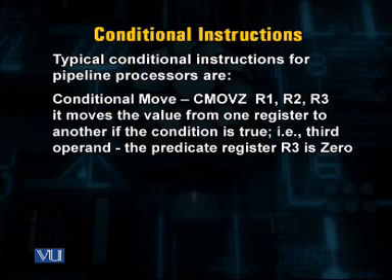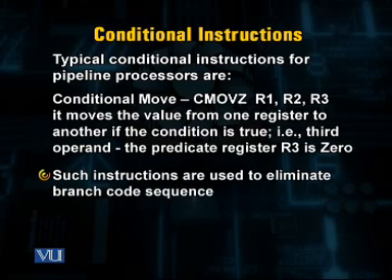And we can write this instruction as, say, CMOVZ, which stands for conditional move on zero, followed by the names of 3 registers, that is R1, R2, R3. This instruction, when it is executed, moves the value from one register to another, say from register R2 to register R1, provided the condition is true. That is, the third operand, R3, is 0. So, such instructions are used to eliminate the branch code sequence.